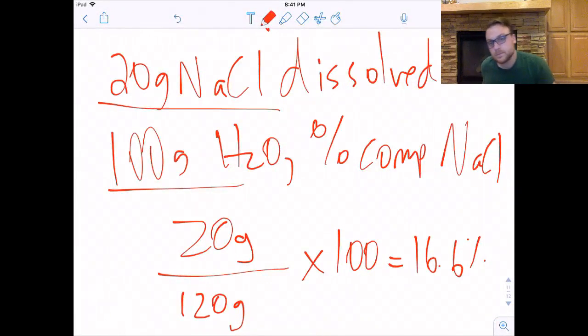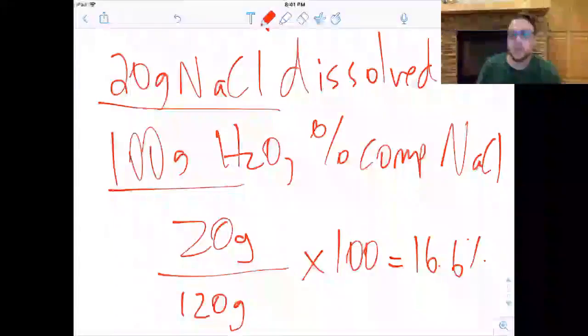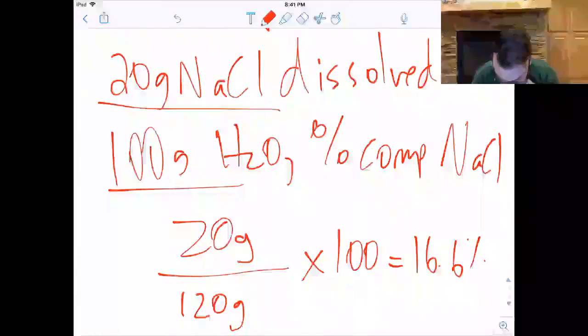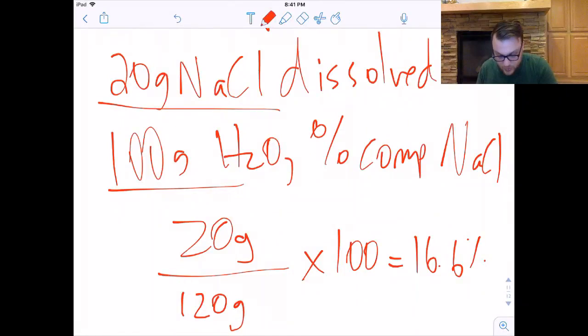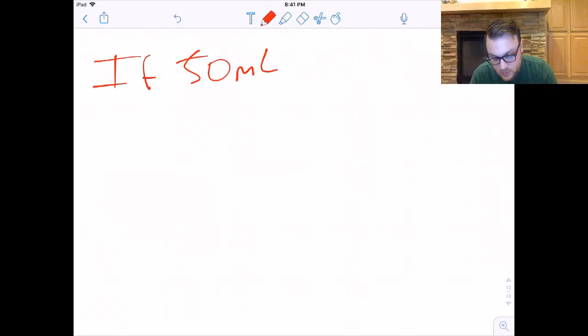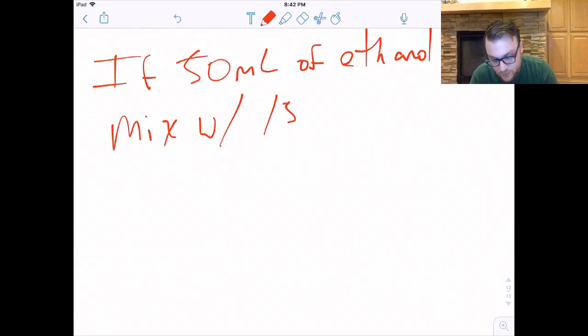You can also see this worded as a percent by volume, which will be the same thing. So if 50 milliliters of ethanol mix with 150 milliliters of water, what's the percent by volume of ethanol? So that's just asking for the percent composition of ethanol in this solution.